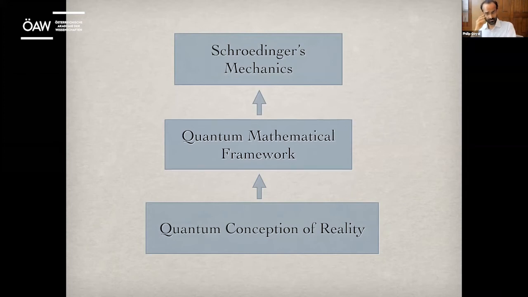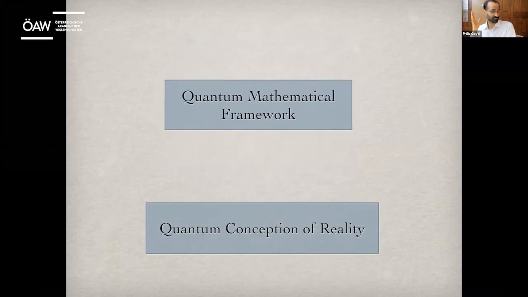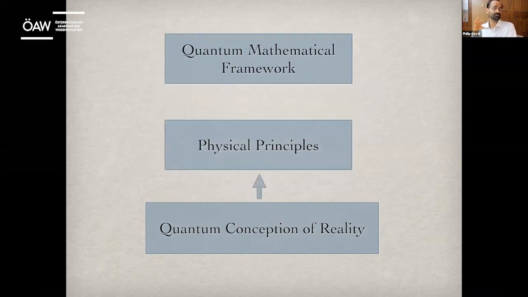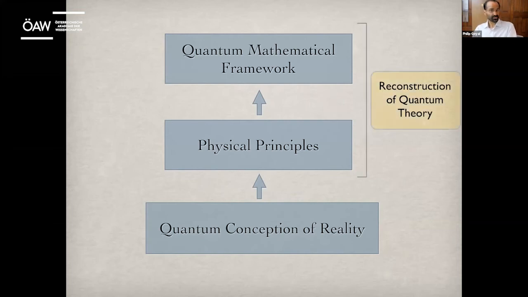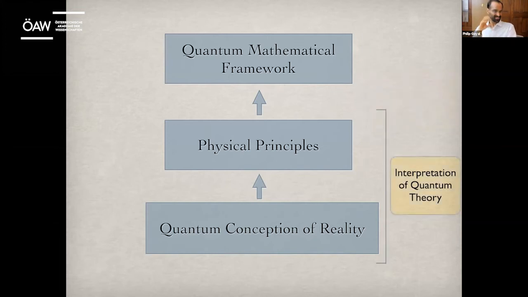And the program that I've been working with for a long time now is the following: if we really want to make decisive progress in interpretation, what we have to do is find a set of physical principles which we can formalize in a natural way and thereby derive the quantum mathematical framework in its entirety. That's the reconstruction program, which again has been talked about a lot already at the conference. And then the idea is that when we talk about interpreting quantum theory, we need to interpret the physical principles. And that has a lot of advantages, which I won't go into here, but one of the key advantages is that physical principles are conceptually digestible in a way that mathematics isn't.